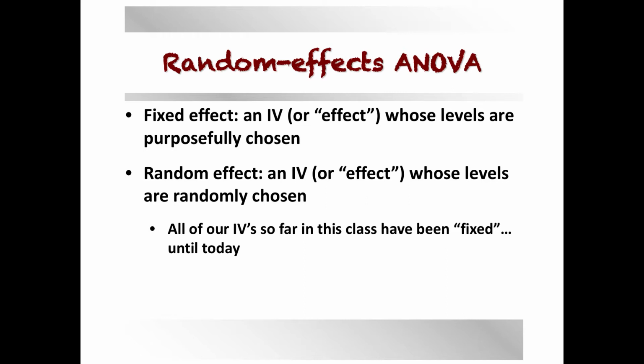So a fixed effect is something that we've seen in almost every ANOVA that we've ever done, and that is an IV whose levels are purposefully chosen. Often you have an IV with levels that have been manipulated, or you're even in a correlational study, comparing levels of an IV by your hypothesis.